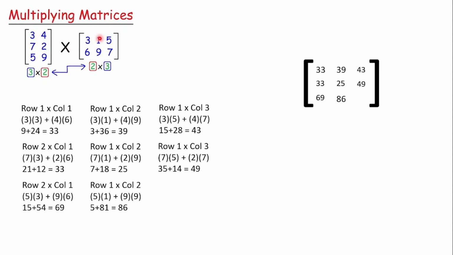And to finish it off, 5, 9 times 5, 7. 5 times 5, 25. Plus 9 times 7, 63. Add them together, you get 88. And 88 will come in this spot. And that right there, my friends, is matrix multiplication.